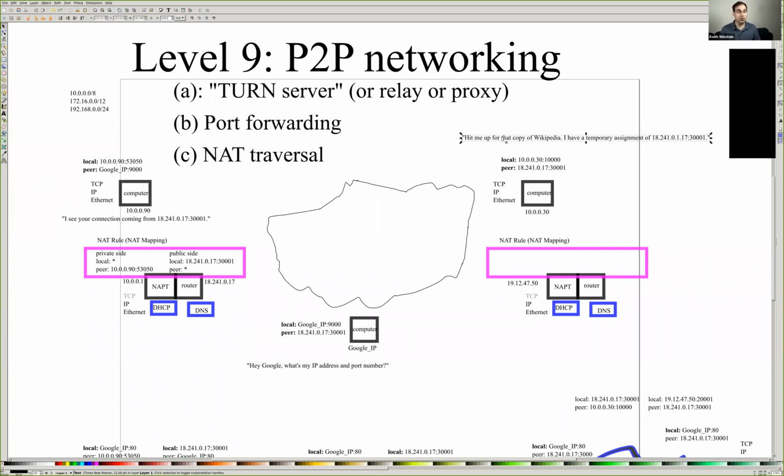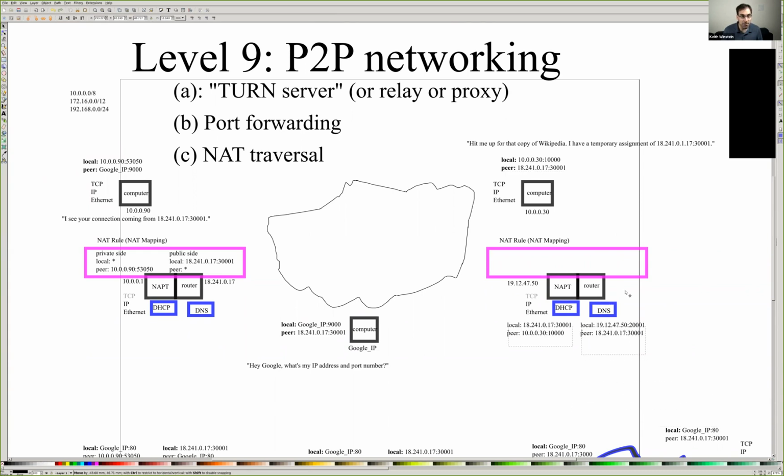But once this computer can somehow get that information to this computer, now this computer can open a socket from its local address to 18.241.0.17/30,001. And that creates a NAT mapping over here, which can be as restrictive as it wants to be. It doesn't have to have any stars. And now, just like in the port forwarding example, these computers can communicate. So this computer communicates, it goes through the NAT, it goes through the internet, it goes through this NAT, and it goes to this computer.